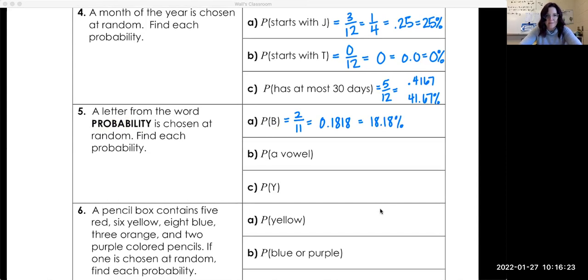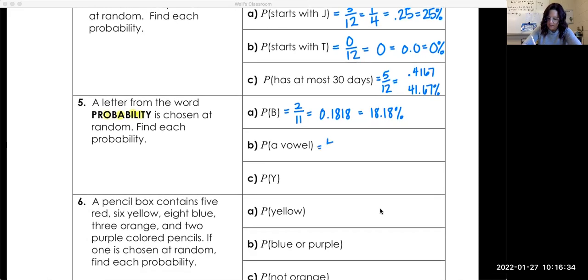What's the probability we pick a vowel? Vowels are A, E, I, O, U. So that would be O, A, I, and I. There are 4 vowels in this word out of the 11 letters, which is a probability of 0.3636 or 36.36%. What's the probability we pick the letter Y? There's only one Y in the word probability, so the probability would be 1/11. As a decimal, that's 0.0909, and as a percent, that's 9.09%.